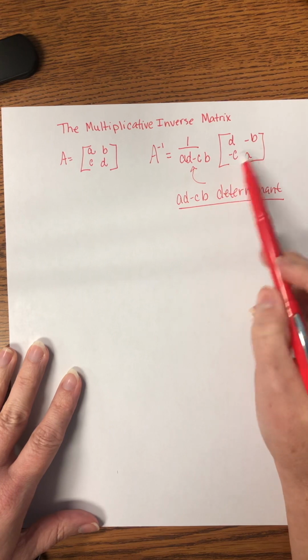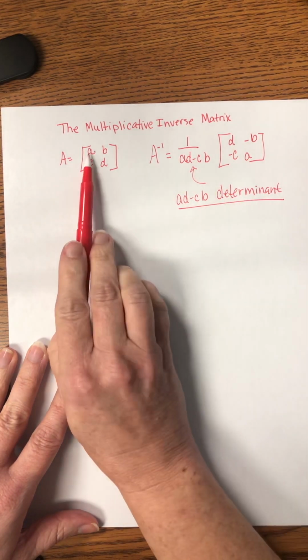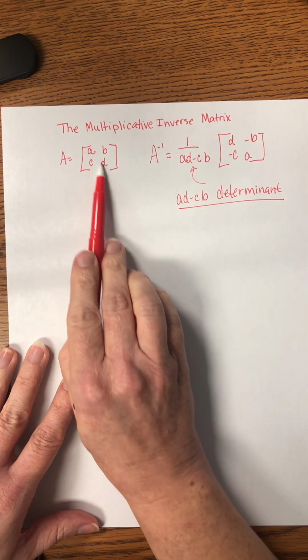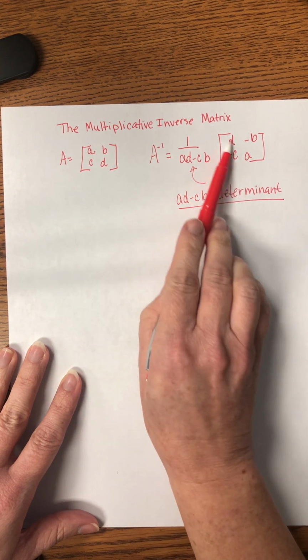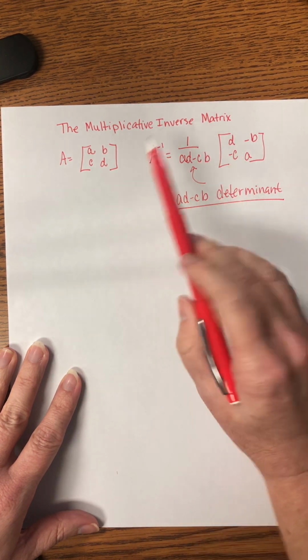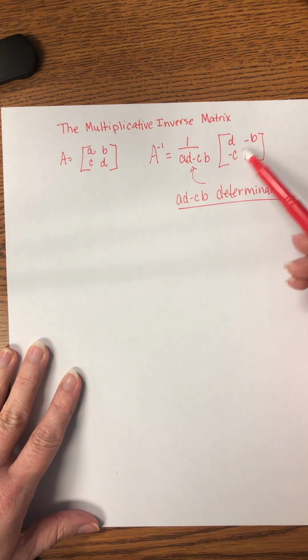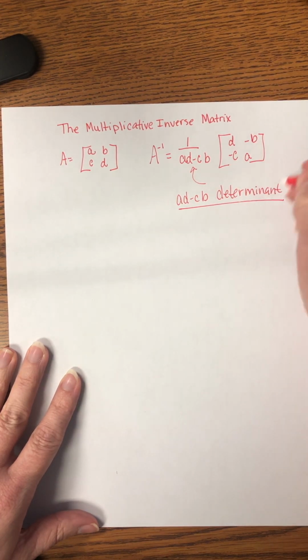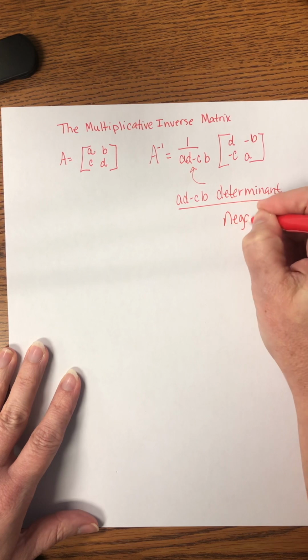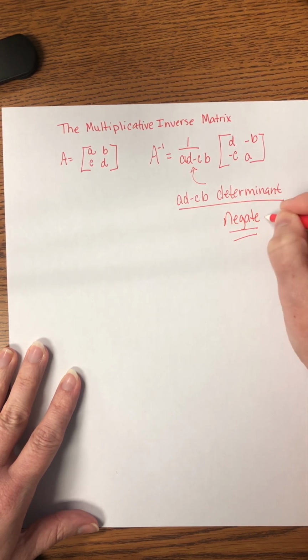Now to get the modified matrix over here, what you'll do is you'll take A and D, which is your main diagonal, and you'll let them switch places. Your B and your C, which is your other diagonal, you will leave them where they are, but you will negate them. Anytime you negate a number, you change its sign.